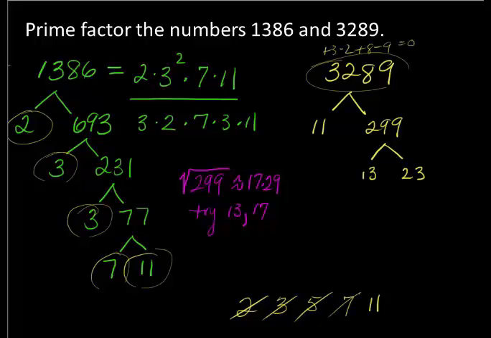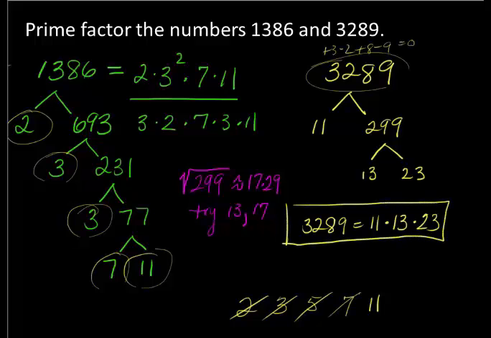23 is prime. So our prime factorization is 3,289 is equal to 11 times 13 times 23. That is the unique prime factorization.